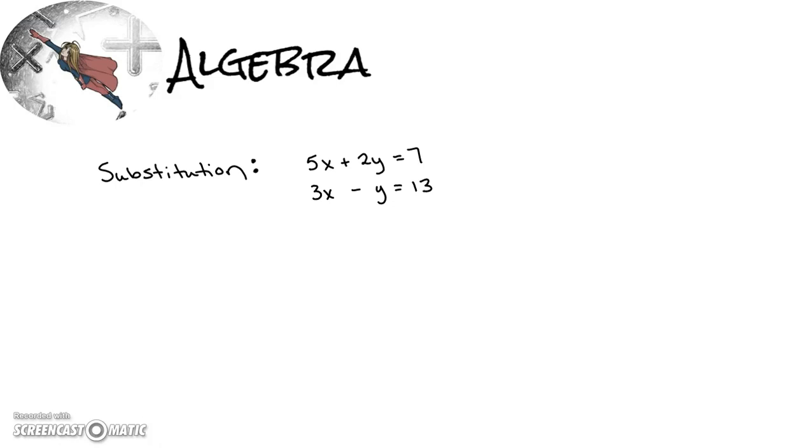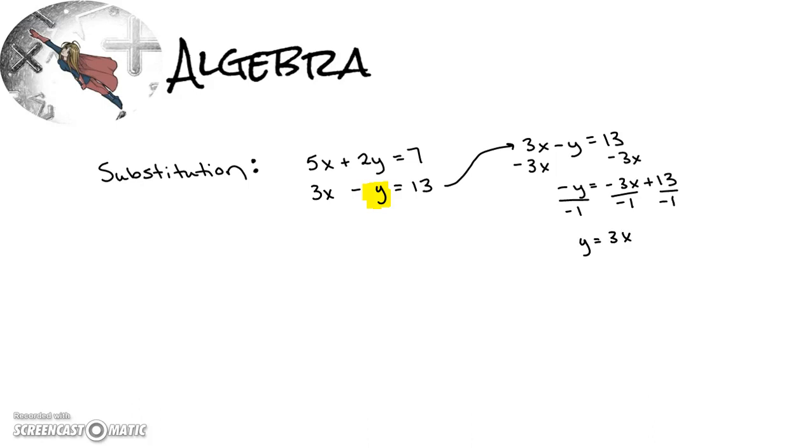So with substitution, I usually locate the variable that doesn't have a coefficient in front of it, which in this case is this y right here. And then I work on getting that y alone. So I'm going to take this equation, let's just write it over here. 3x minus y equals 13. And I'm going to get y alone, so I subtract 3x from both sides. So negative y equals negative 3x plus 13, and then divide everything by a negative 1, just like we did on the first page. So y equals 3x minus 13.